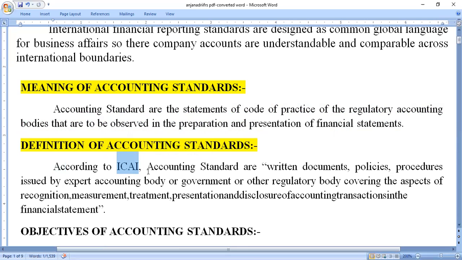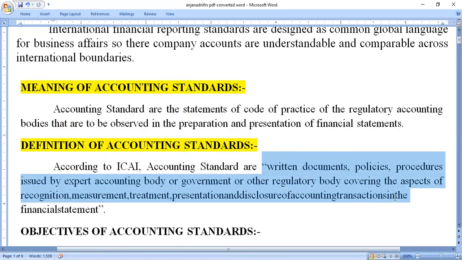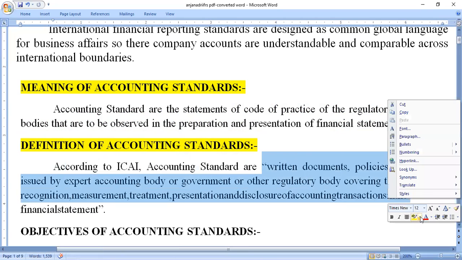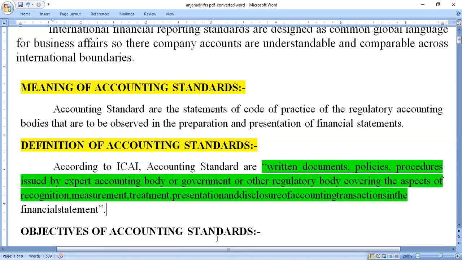So what is meant by accounting standards? See, accounting standards is nothing but a written document, policies and procedures issued by the expert accounting body or government or other regulatory body, covering these major aspects: the first one is recognition, the second one is measurement, the third one is treatment, the fourth one is presentation, and the fifth one is disclosure.